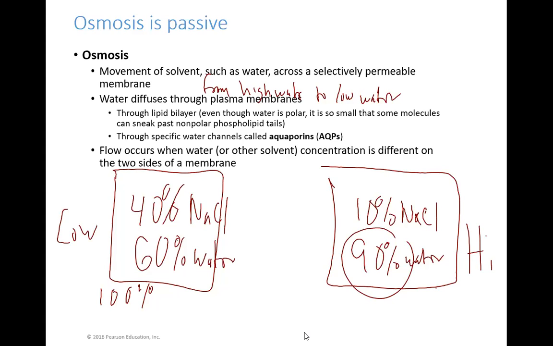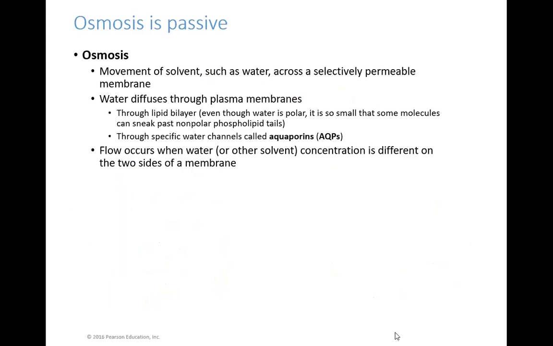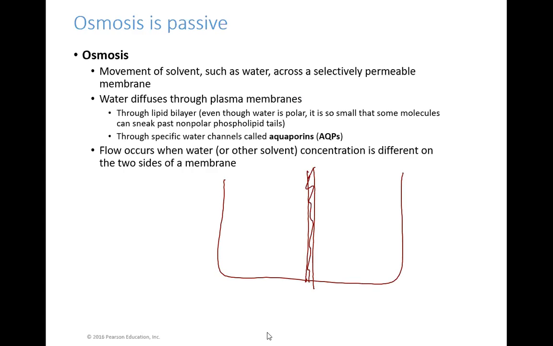So if we take these same concentrations now, and create an environment where we have a membrane. Okay. So now, here's an artificial membrane right here. That's a membrane. And over here on one side of the membrane is 40% sodium chloride and 60% water. On the other side of the membrane is 10% sodium chloride and 90% water.